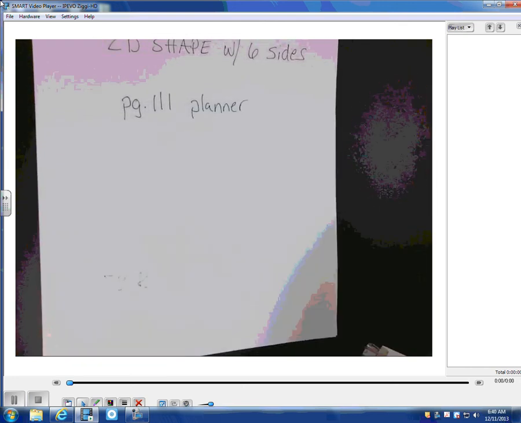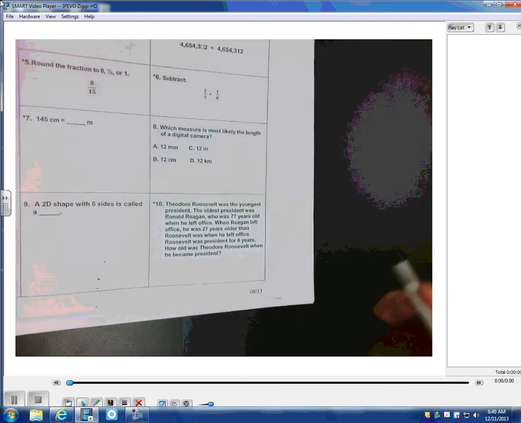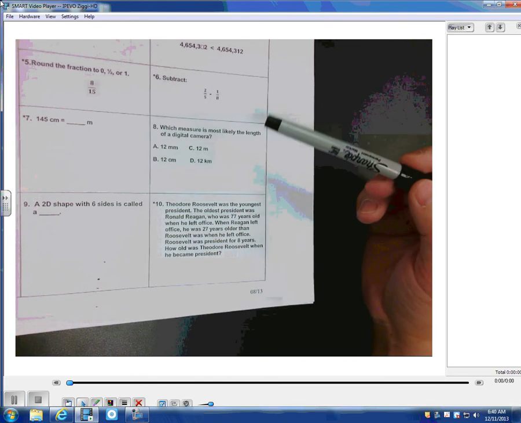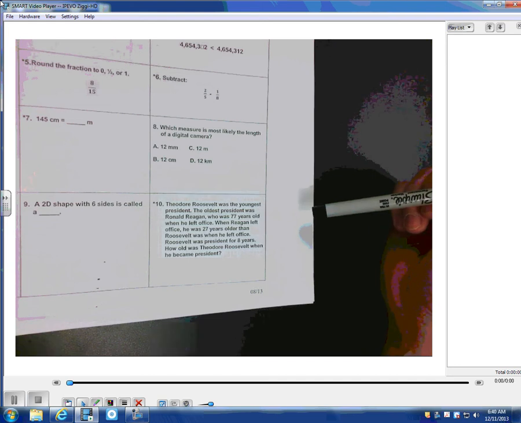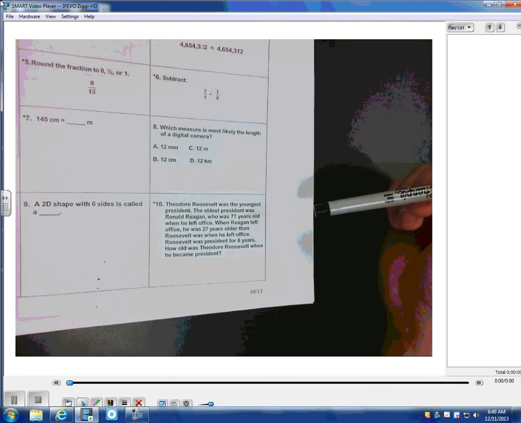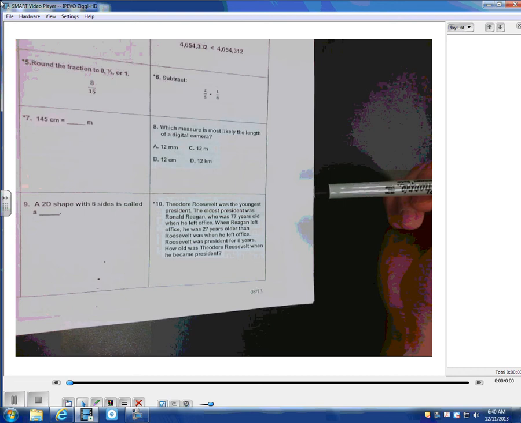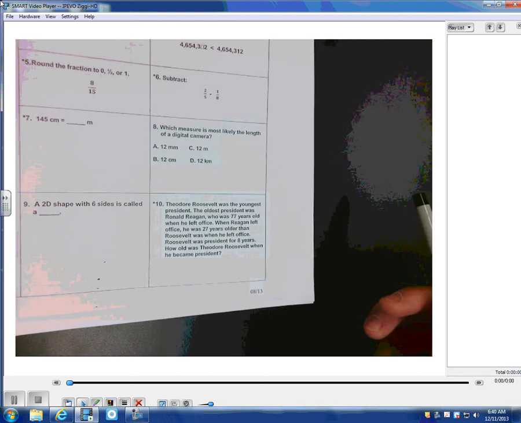And we're at our last one, number 10. Okay, says Theodore Roosevelt was the youngest president. The oldest president was Ronald Reagan, who was 77 years old when he left office. When Reagan left office, he was 27 years older than Roosevelt when he left office. Roosevelt was president for 8 years. How old was Theodore Roosevelt when he became president?